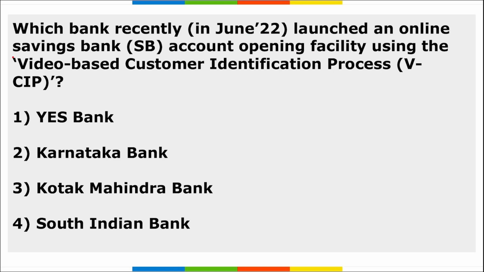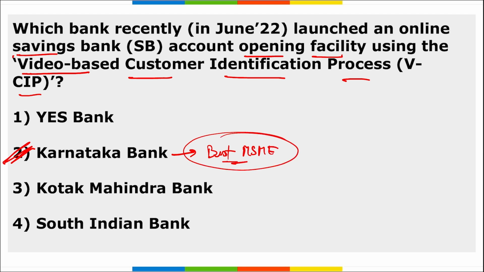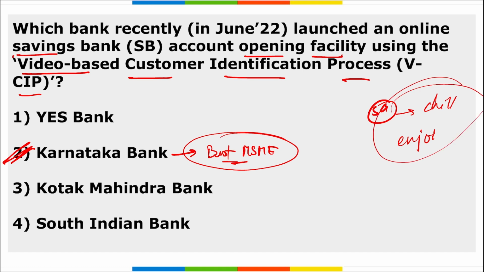Next, which bank recently launched an online savings bank account opening facility using a video based customer identification process, that is VCIP? It was Karnataka Bank. It was also named the best MSME bank. Alright, then a savings account for children was also launched by the name Enjoy, by Equitas Small Finance Bank.